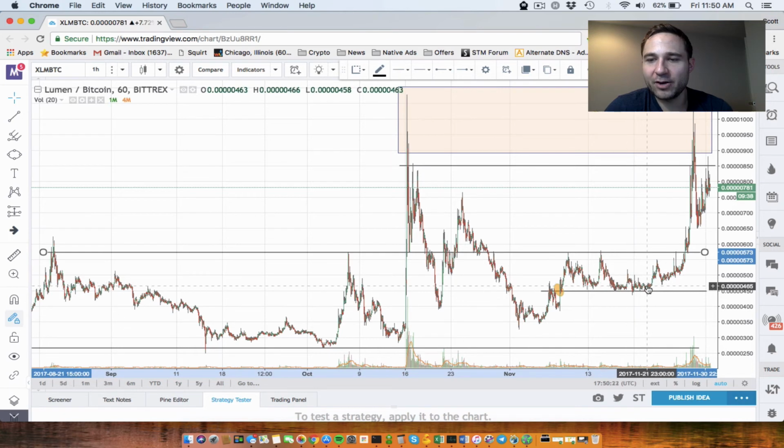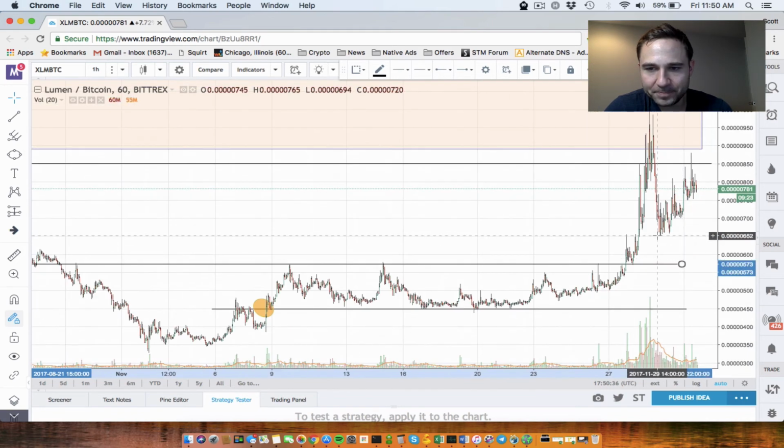It bounced along here. Kind of ran up, didn't quite get to our resistance, came back down, and then you start seeing it coil up. It tested, failed, and it got here, and what happened? It flew through. So again, let's zoom in a little bit. You could have bought here, or look, it came back down and retested.